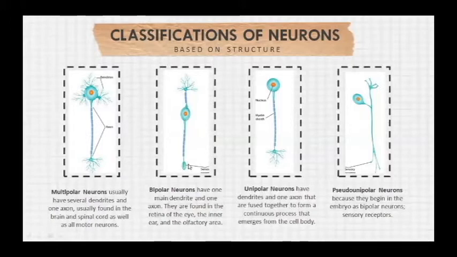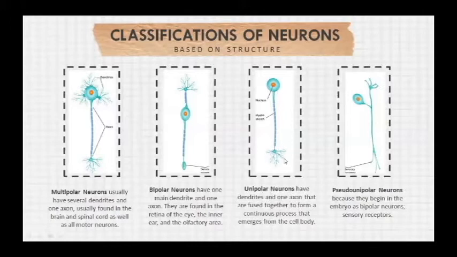The third one is the unipolar neurons. Unipolar neurons have dendrites and one axon that are fused together to form a continuous process that emerges from the cell body. So if you look at the picture, the dendrites and the axon are joined together, thus giving it only one polarity. That is why it is called unipolar neurons.